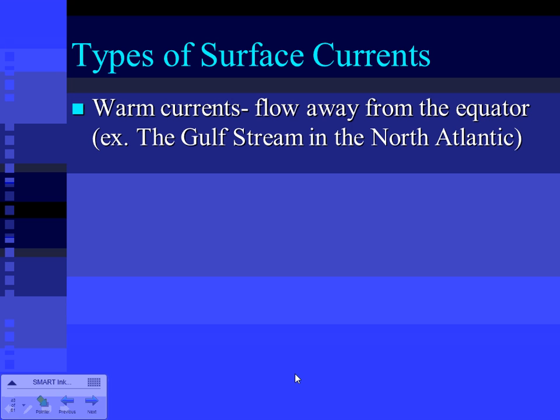There are different types of surface currents. Warm currents flow away from the equator. We already talked about this. An example would be the Gulf Stream in the North Atlantic. The water gets warmed up in the Gulf of Mexico and then comes up in the Atlantic past us.